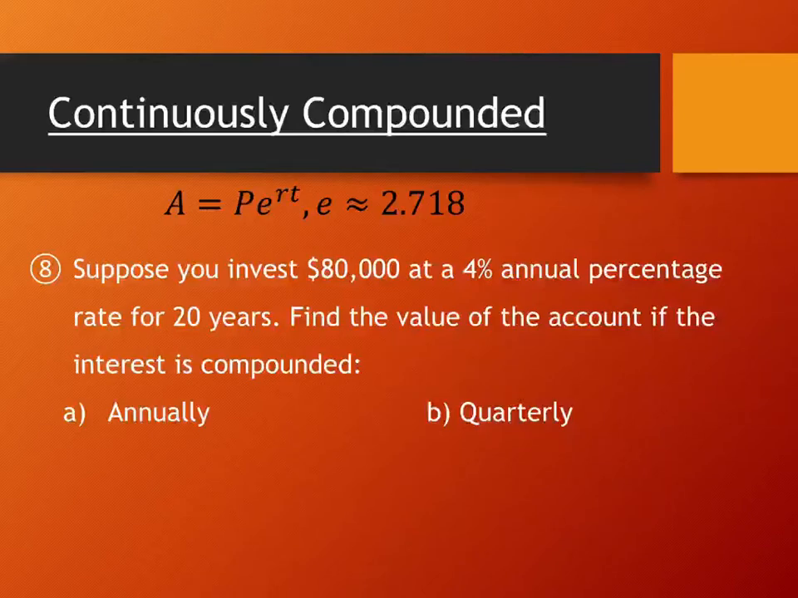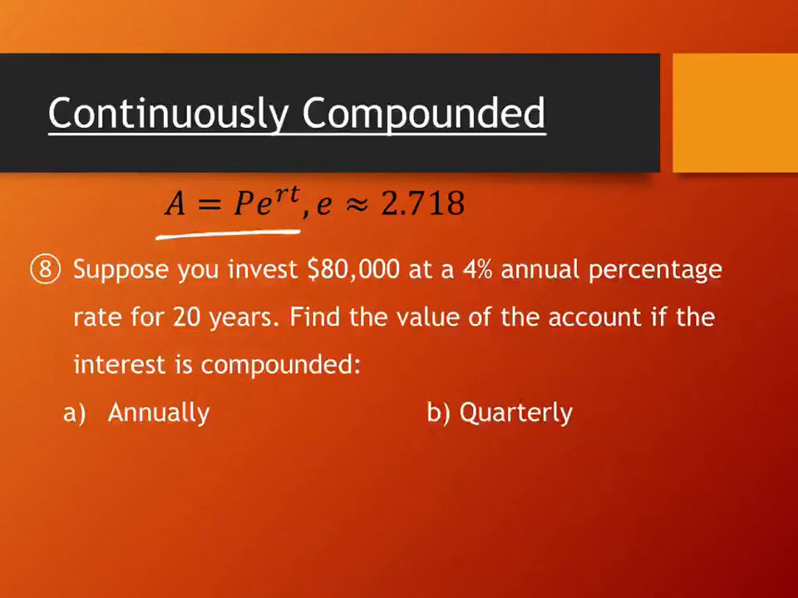Continuously compounded, you'll notice many of those letters are the same. I know my problem 8's showing up. Ignore that for the moment. The P is still the principal. The R is still the rate. This T is still time in years. All that's the same. A is still the amount you have after all that's gone on.